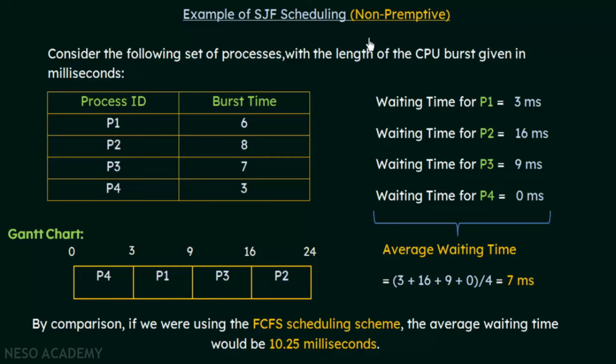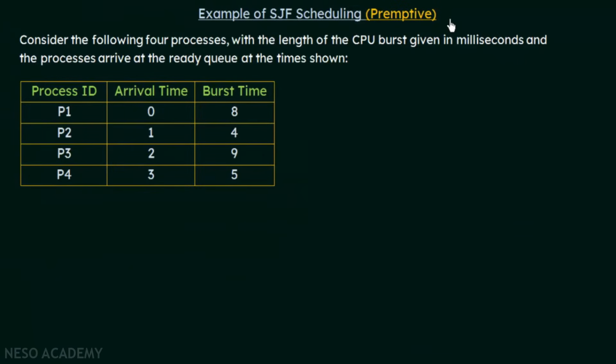So this was the example for a non-preemptive SJF scheduling algorithm. So it was non-preemptive because we saw that when one process was using the CPU, nobody disturbed it until it completed and released the CPU, no other processes were given the CPU. So it was non-preemptive. Now let us take another example of this SJF scheduling algorithm when it is preemptive in nature. So in this example, we are going to consider the SJF scheduling algorithm when it is preemptive in nature.